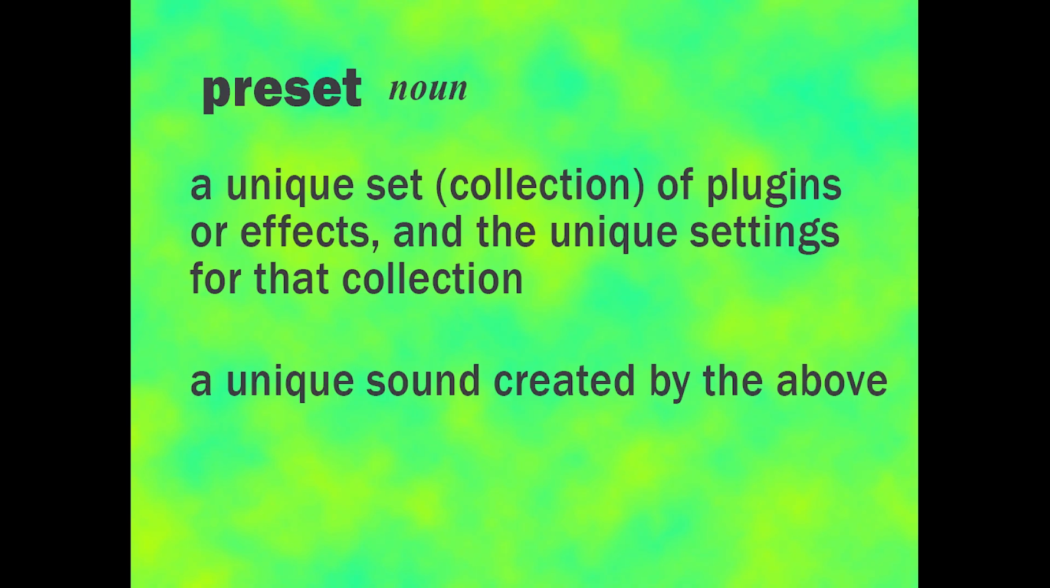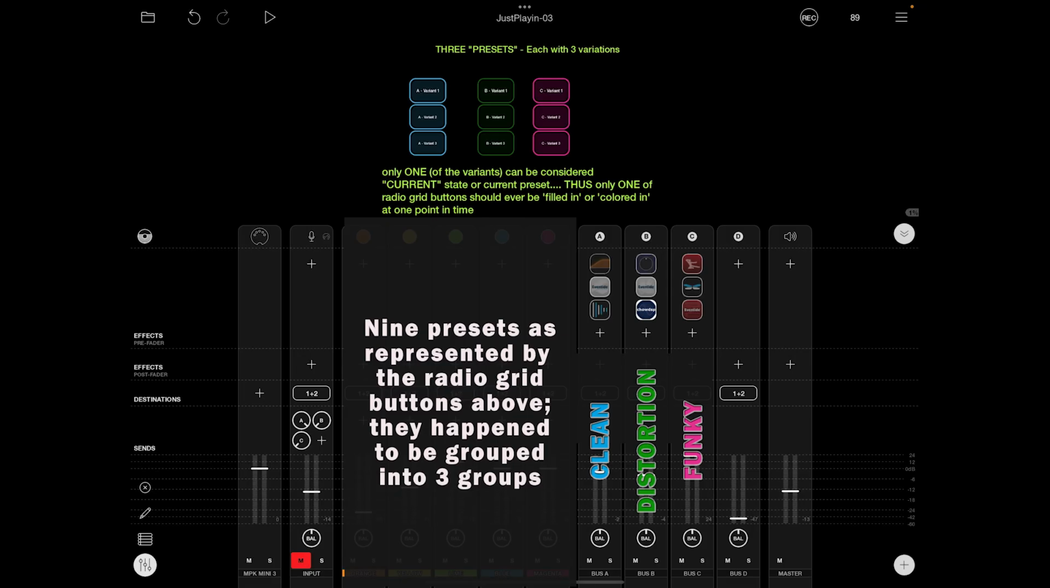By definition, it's a collection of plugins and the unique settings for those plugins. 2 totally different presets. I have a clean preset, which I already mentioned, and I have a clean with a harmonizer. Again, 2 completely different presets. Now, because some of these presets use similar sets of plugins, my clean with a delay and my clean without a delay have some of the same plugins, not all of the same, but some of them.